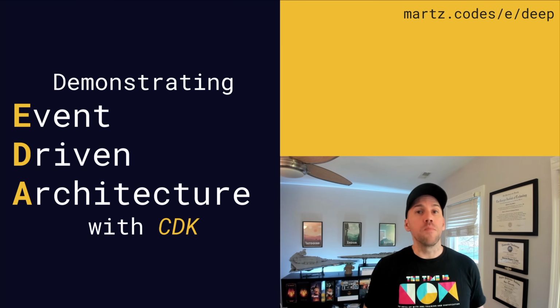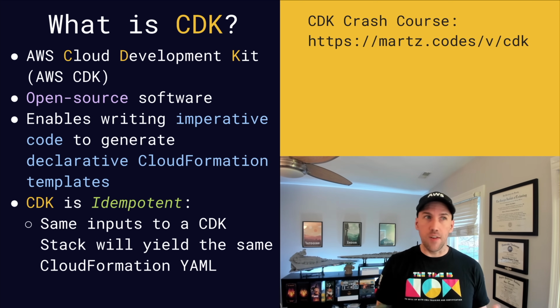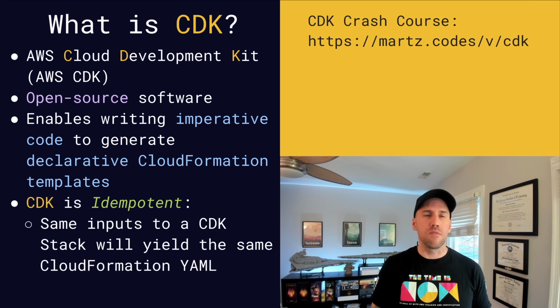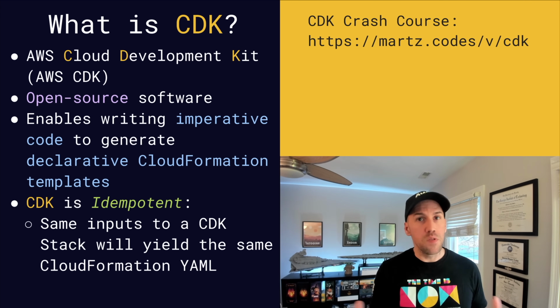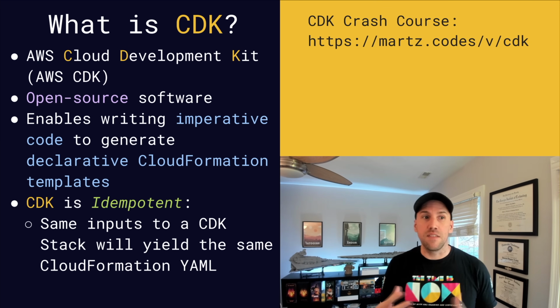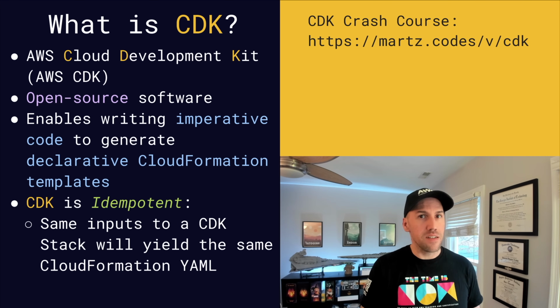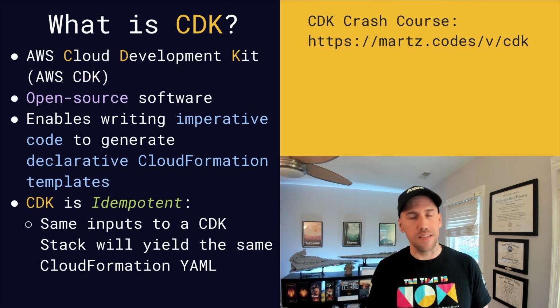So now that we know a bit more about event-driven architecture basics, let's get into the actual demonstration. To do that, we're going to be using AWS CDK. AWS CDK is the Cloud Development Kit. It's open source software where you can write imperative code to generate declarative CloudFormation templates. Now, we just learned about the concept of idempotency, and CDK is idempotent. The same inputs that you give to a CDK stack will yield the same exact CloudFormation YAML. If you somehow get into a scenario where it's not deterministic, then you're doing something wrong with CDK, so you should take a look at that.